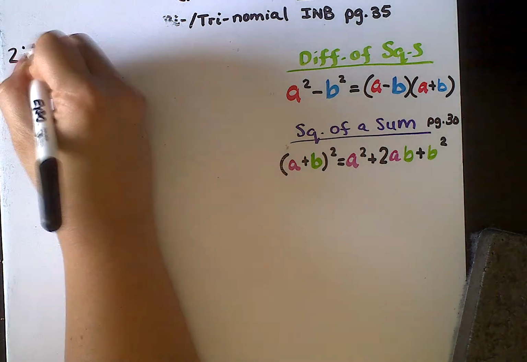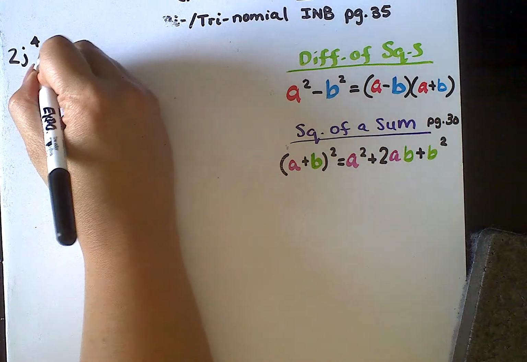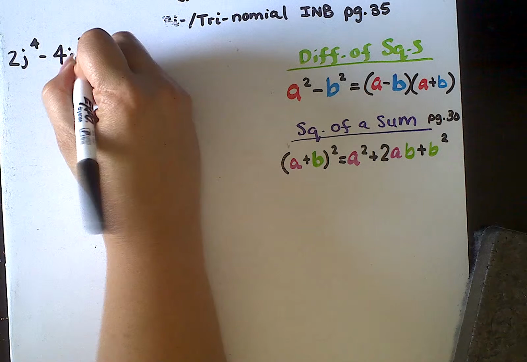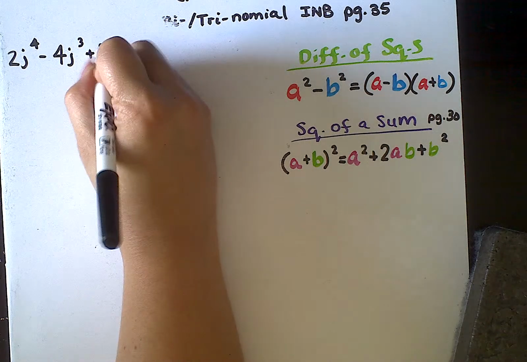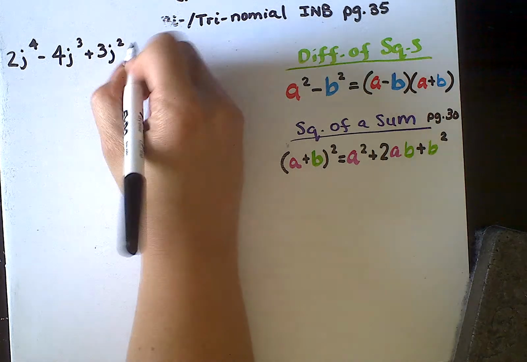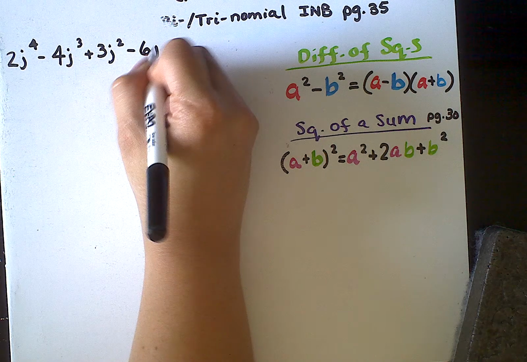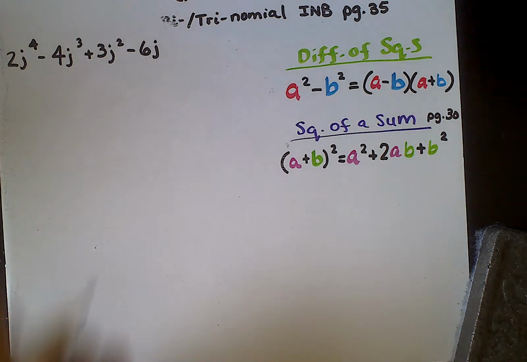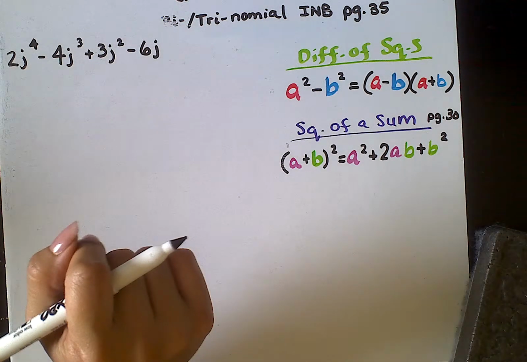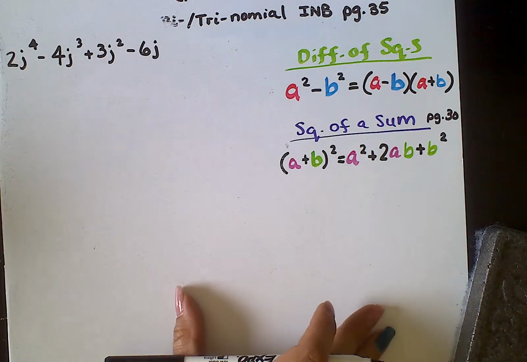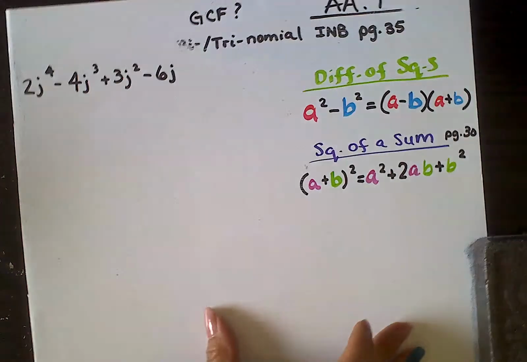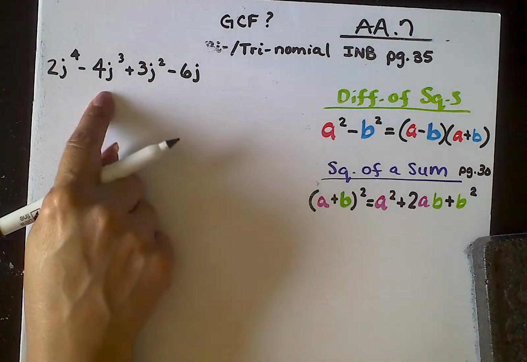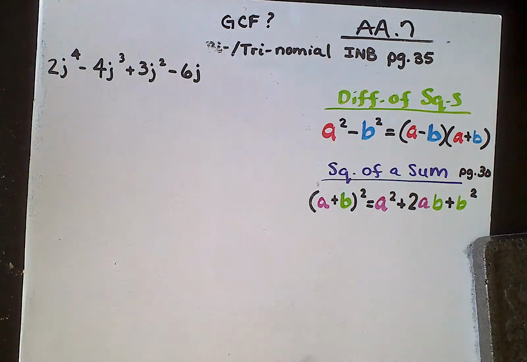This one has 2j to the 4th minus 4j cubed, and then plus 3j squared minus 6j. Now, in all technicality, all of these do have a GCF. So I guess we could write them in different manners. Let's go ahead and try starting off with the GCF, which you'll notice all 1, 2, 3, 4 of them have a j in common.